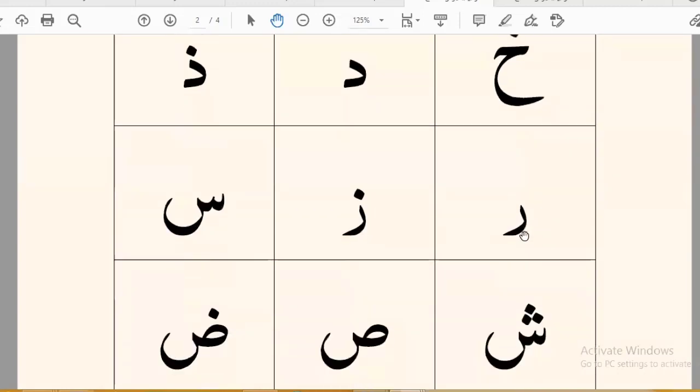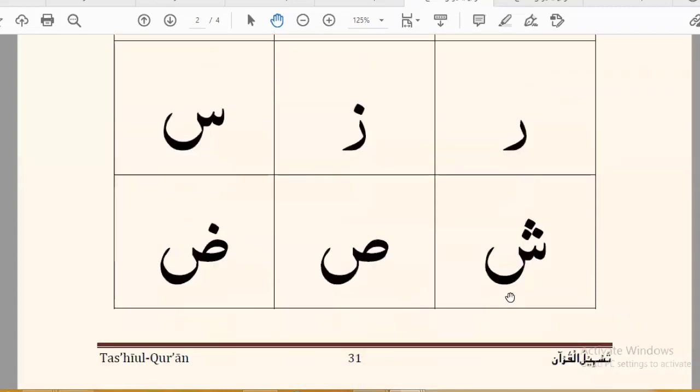Really nice recitation. This one? Ra. Perfect. Carry on. Za. And this one is Seen. Sin. Excellent. Well done. Sheen. Shin.